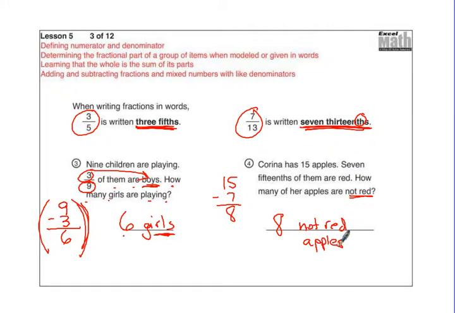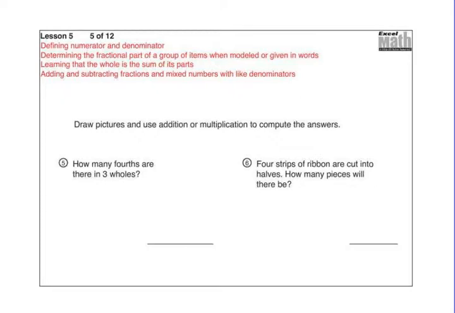All right, it says draw pictures and use addition or multiplication to compute the answers. How many fourths are there in 3 wholes? Let's do this one together. Here's a whole. Here's a whole, here's a whole. We can split this into fourths. It says how many fourths? There are 4 fourths here, 4 fourths here, and 4 fourths there in those 3 wholes.